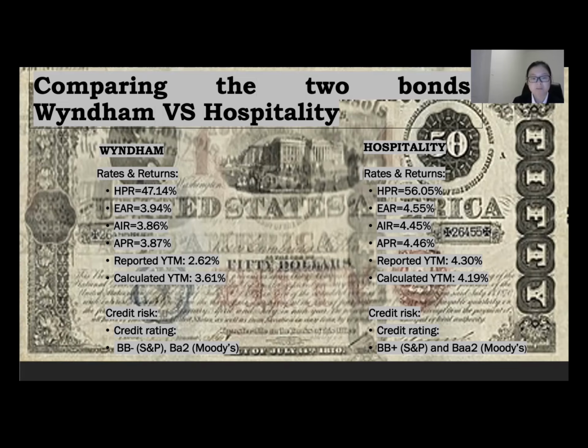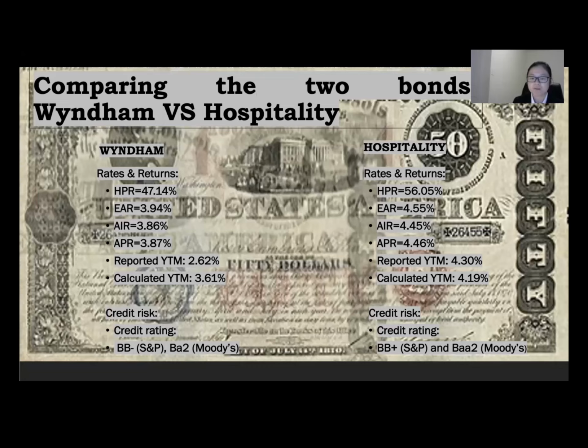When choosing the optimal portfolio, the returns generated should be considered, as well as the risks. Since corporate bonds do carry more risk, called credit risk, than government bonds, it is necessary to look at the credit ratings for each bond. Wyndham's credit rating is BB- according to S&P and Ba2 according to Moody's. Hospitality's credit rating is BB+ according to S&P and Baa2 according to Moody's.